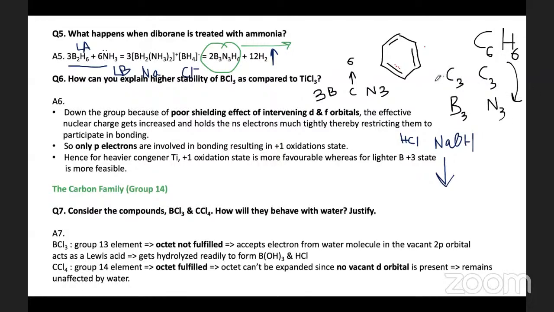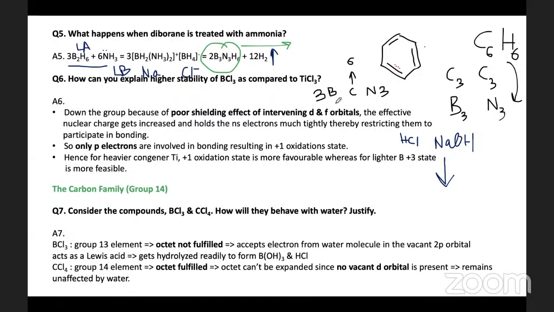That's why it is called inorganic benzene, because it has inorganic atoms. Boron and nitrogen are inorganic, not like carbon. Just like benzene has the molecular formula C6H6, borazine has the molecular formula B3N3H6.